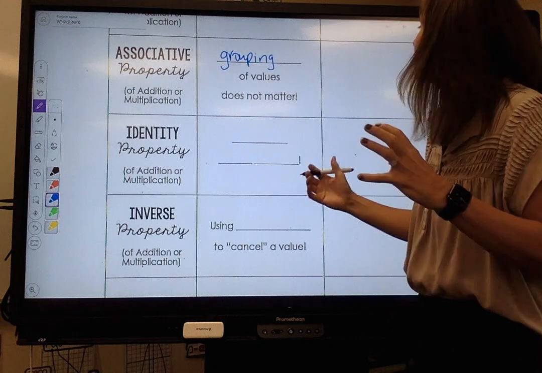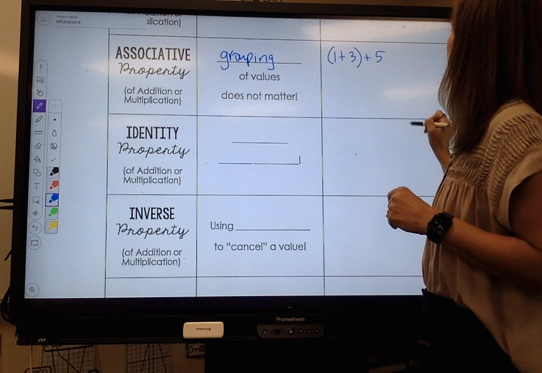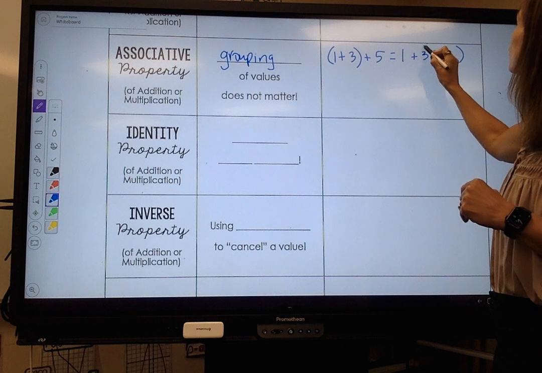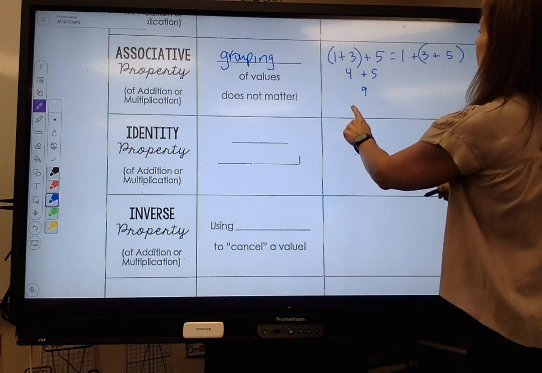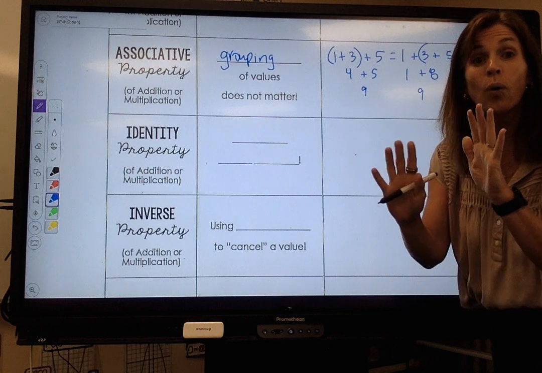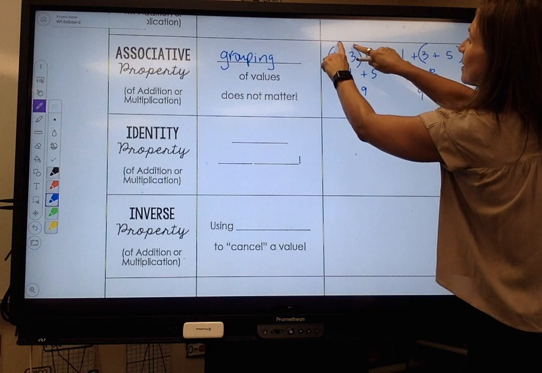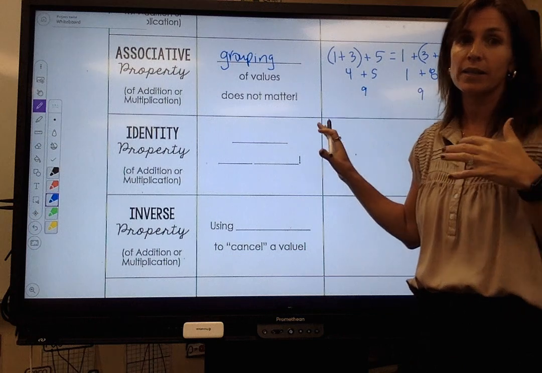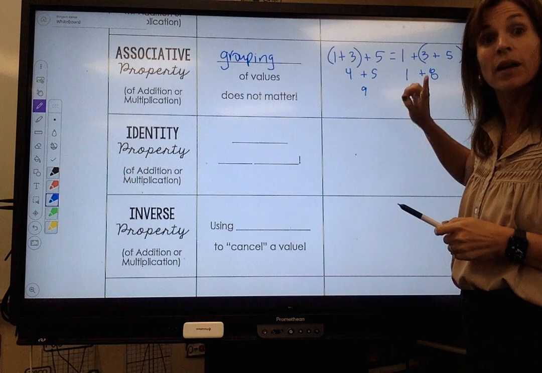So when we look at grouping, if I had 1 plus 3 plus 5, is that the same as 1 plus 3 plus 5 and I changed my group? Yeah, because if I did it, I would get 4 plus 5, and that's 9. And over here, I would get 1 plus 8, which is also 9. So look, the order stayed the same. Not commutative, order stayed the same. But the grouping, my parentheses, moved, and it still is equality. Okay? So that's the associative property of addition.